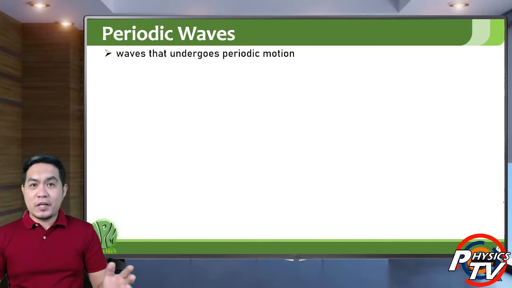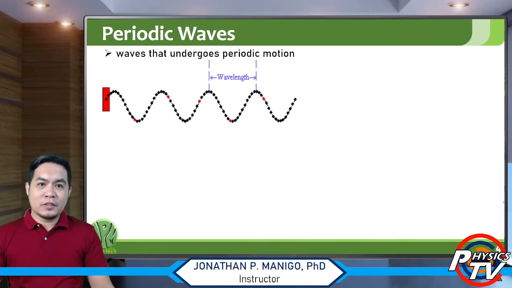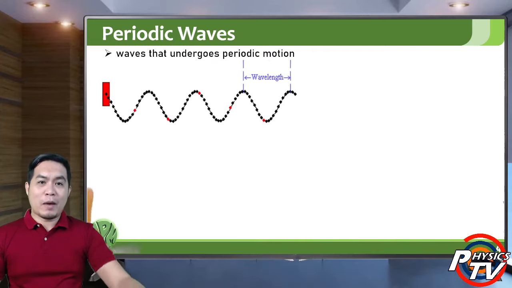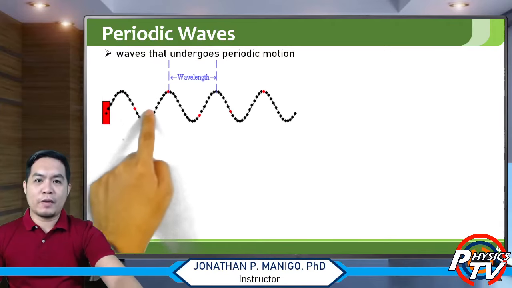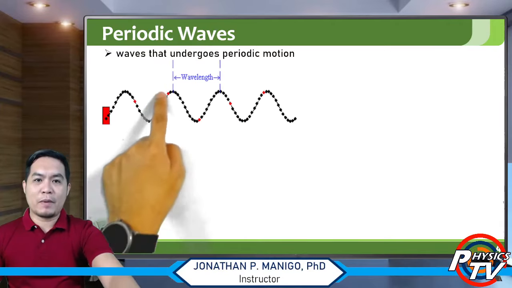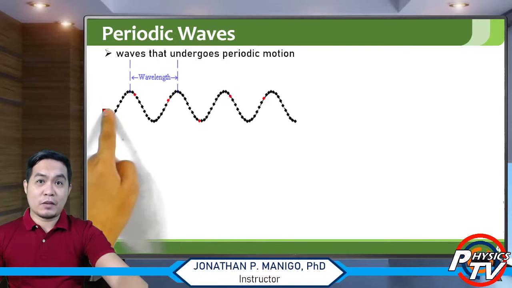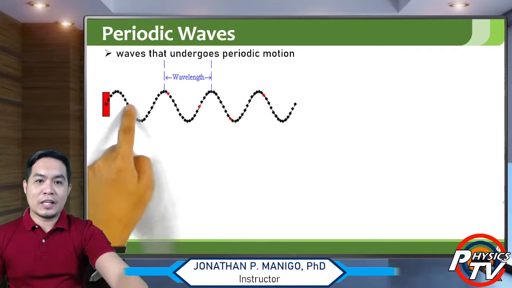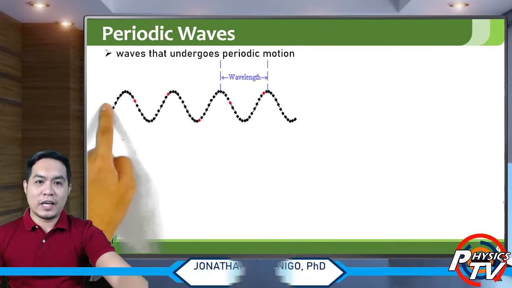So let's focus our discussion on periodic waves, waves that undergo periodic motion. If you have a particle or an object that is going back and forth, it basically generates a wave. This is an example of the wave pattern that it generates. This is a pattern for the displacement of the object. The dots that you see here represent the location of the center of the object, and the center of the object is actually waving. So there is a maximum and minimum displacement of the center of the object.